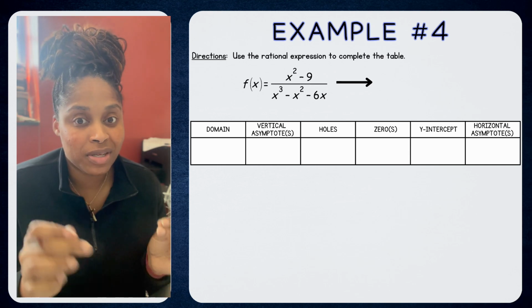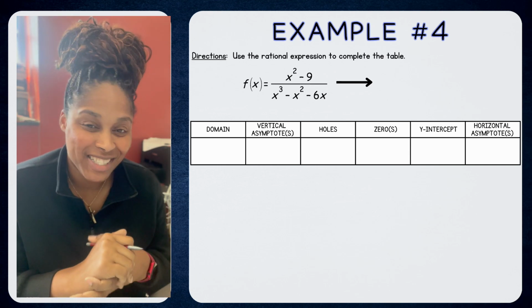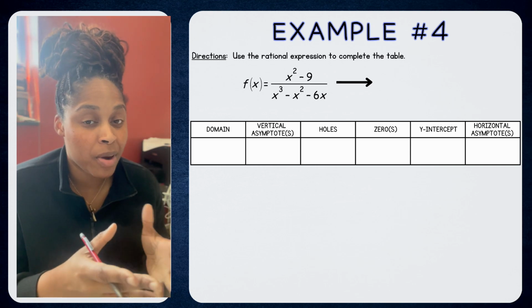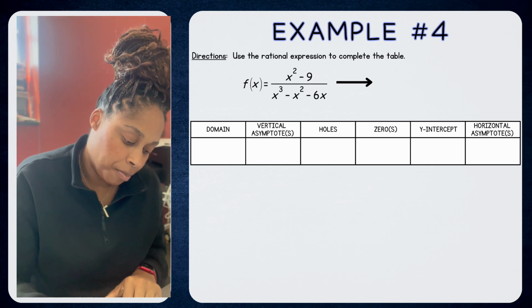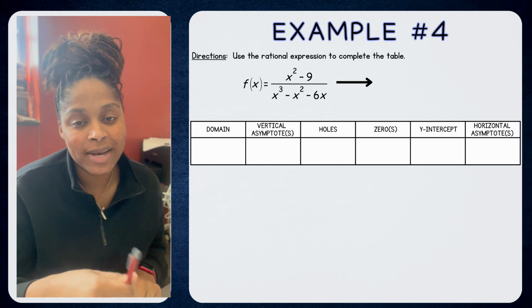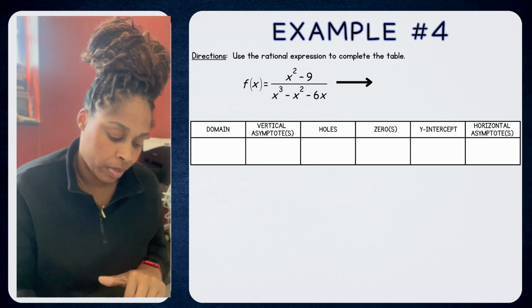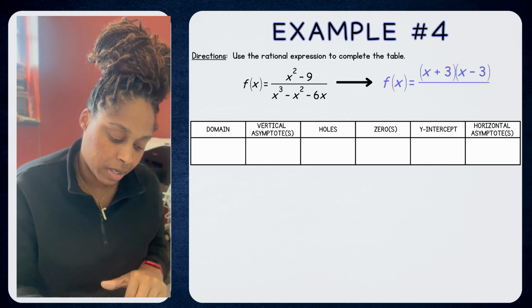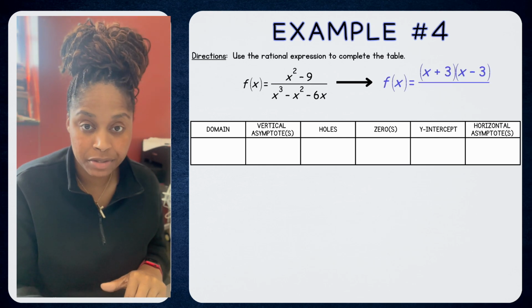So number 5, we're going back to what we were doing before. I gave you an expression that is not factored. If you would like a challenge, go ahead and pause the lesson and see if you remember how to factor this. So the top part, we have x squared minus 9. That is a difference of perfect squares. So the top part factors into x plus 3 and then x minus 3.